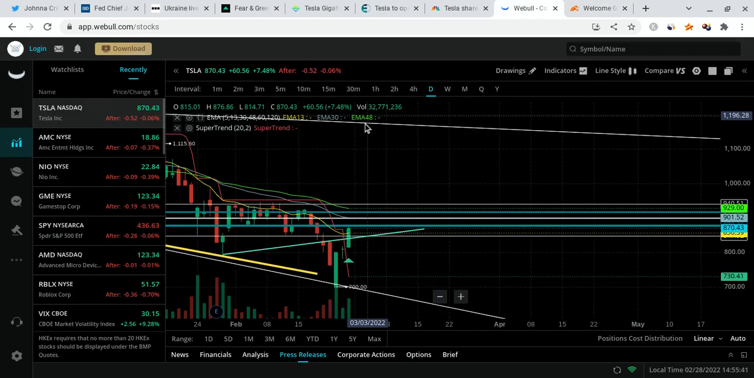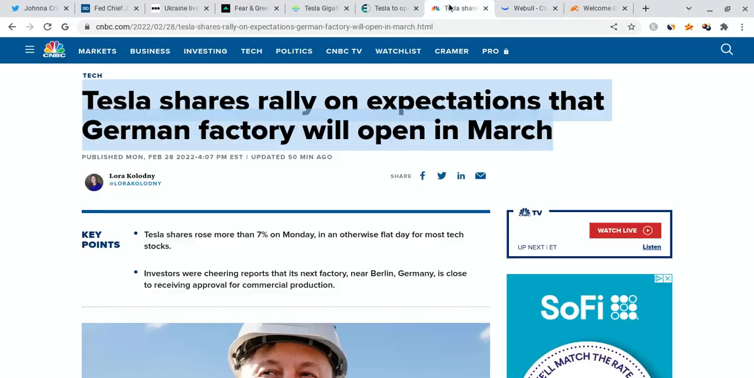So, looking at Tesla, we were up over 7.48% for the day. Let's go, guys. And Tesla's share price did rally because of this piece of news that just came out. Many reports are suggesting that Tesla will be opening their German gigafactory in the month of March. Once again, huge, huge, huge news.